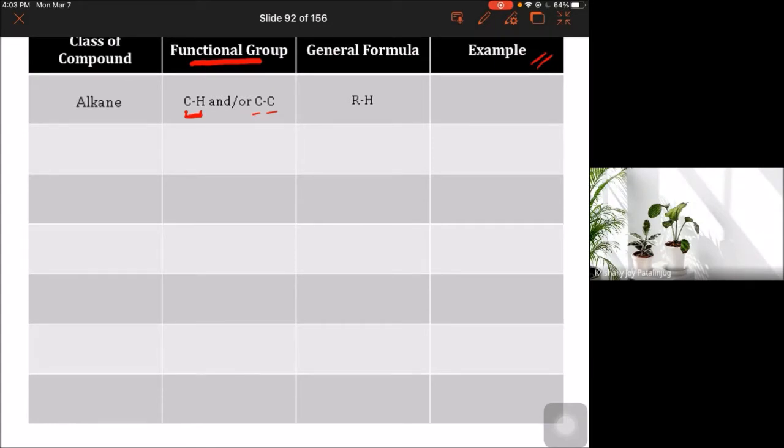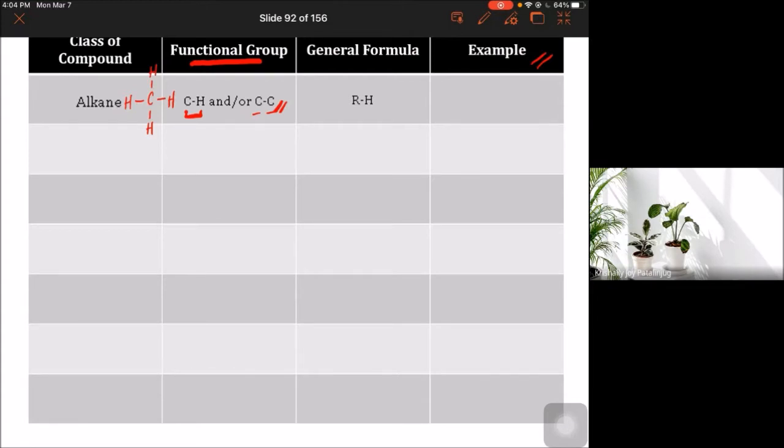alkane, which is methane. Because if we recall, methane only contains one carbon and it has 4 surrounding hydrogens. So as you can see, the molecule solely contains carbon to hydrogen single bonds. Okay, so more than one carbon for an alkane is already represented by the functional group, the carbon to carbon single bond.